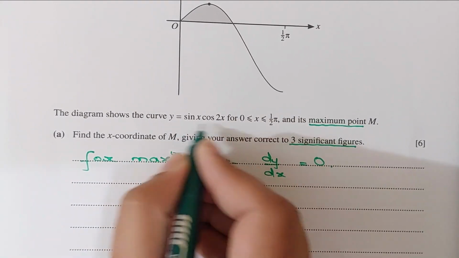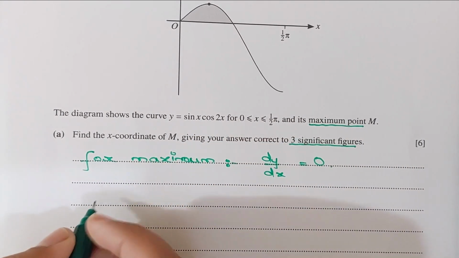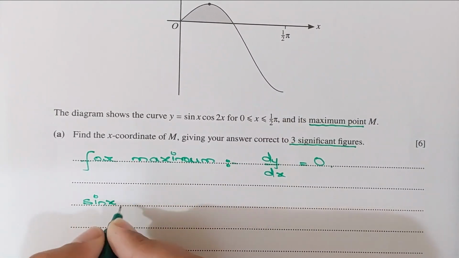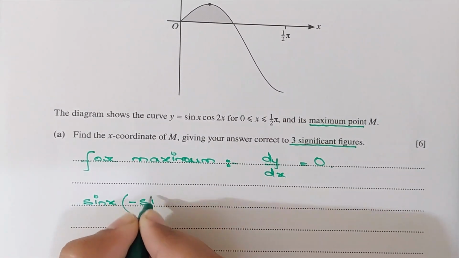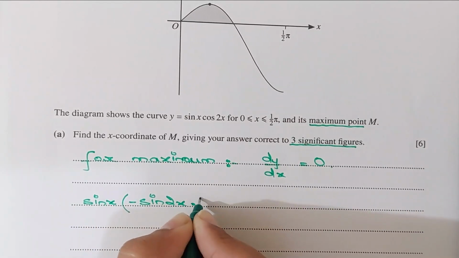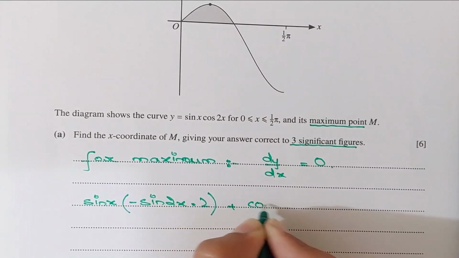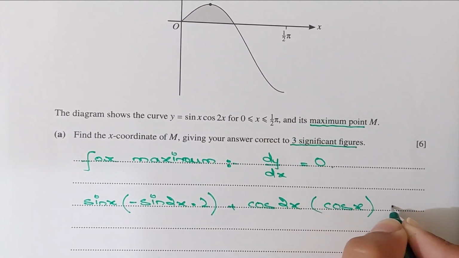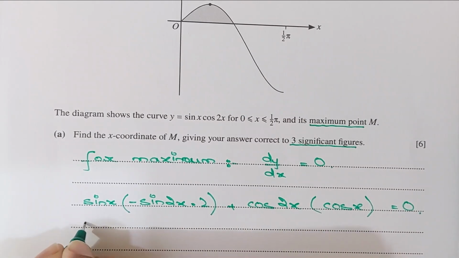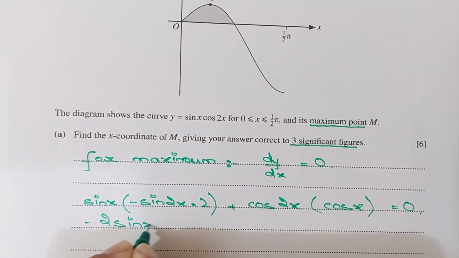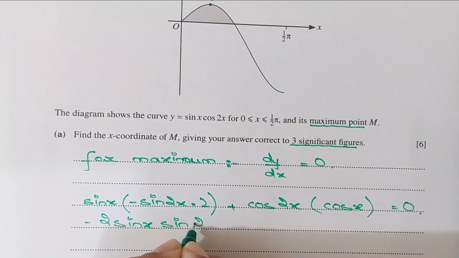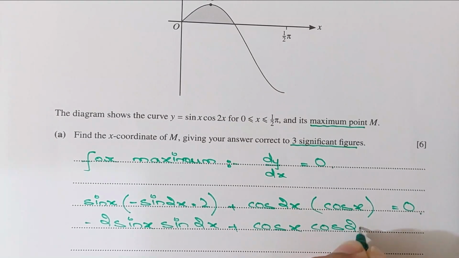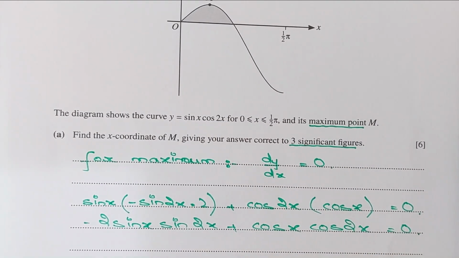So we have to do the product rule over here, right? So the product rule: sine x is as it is, the derivative of cos 2x, cos derivative is minus sine 2x into 2, plus cos 2x is as it is, and the derivative of sine x is cos x. This would be equal to 0, right? So we have minus 2 sine x sine 2x plus cos x cos 2x. This would be equal to 0, right?